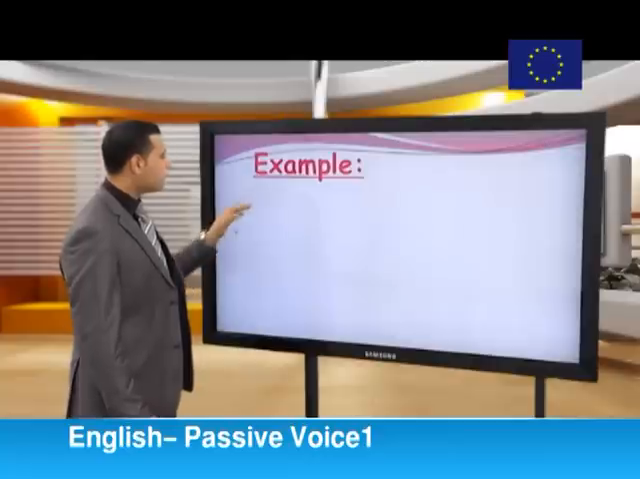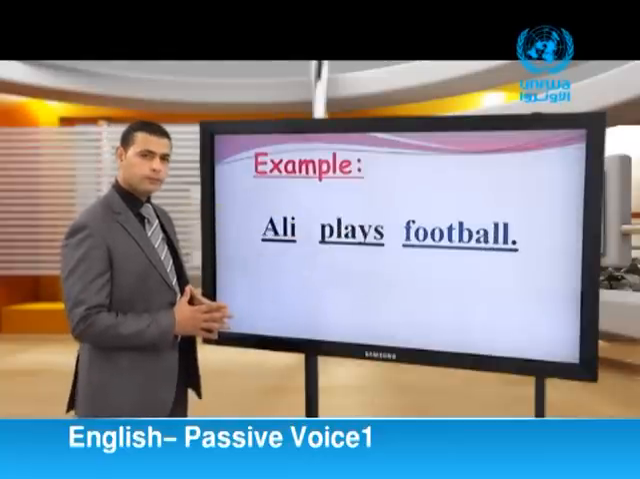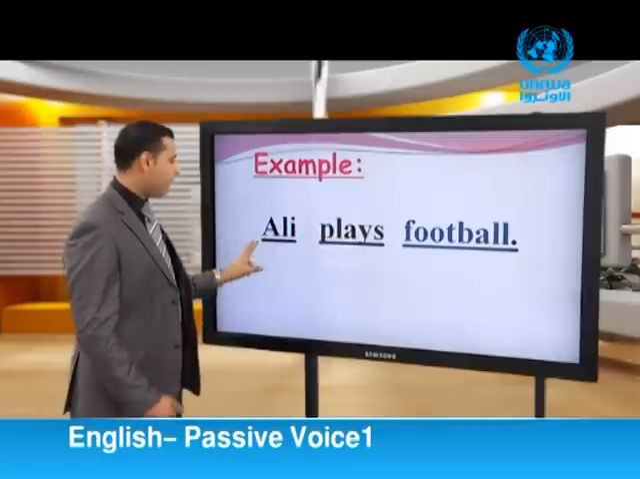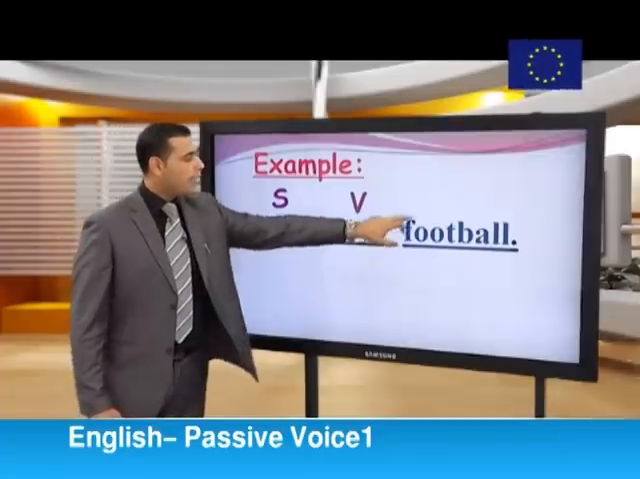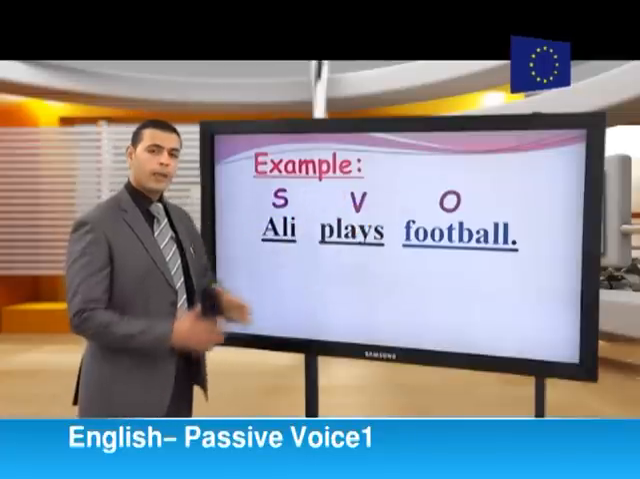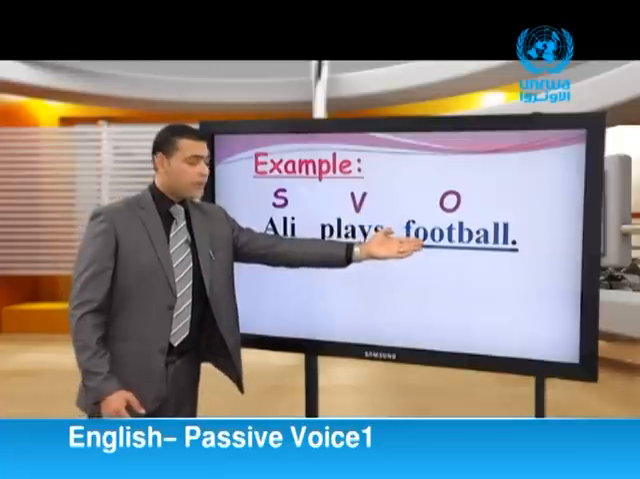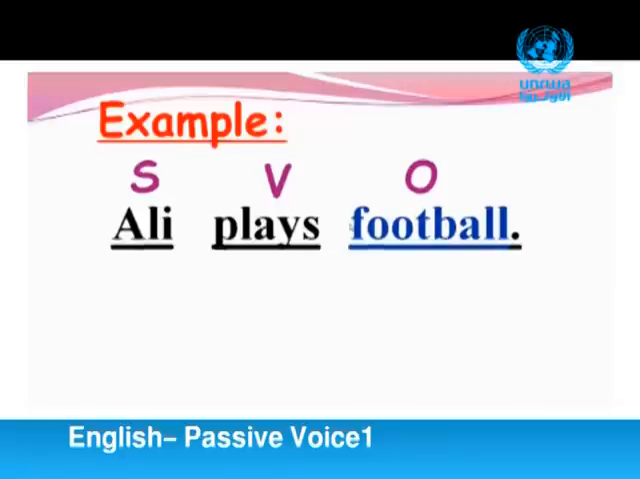Okay, let's have some examples. Ali plays football. Here we have Ali is the subject, plays is the verb, and football is the object. In the first step, we said that the object of the active sentence becomes the subject of the passive one.